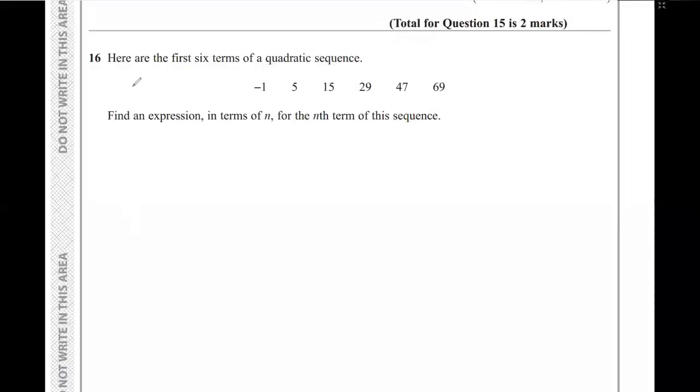Question number 16. Here are the first 6 terms of a quadratic sequence. Find an expression in terms of n for the nth term of this sequence. Guys, can you help me with the common difference there? It's plus 6. And the next one? Plus 10. And the next one? Plus 14.